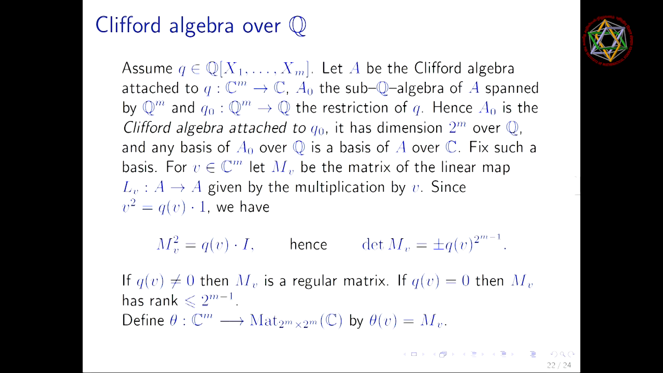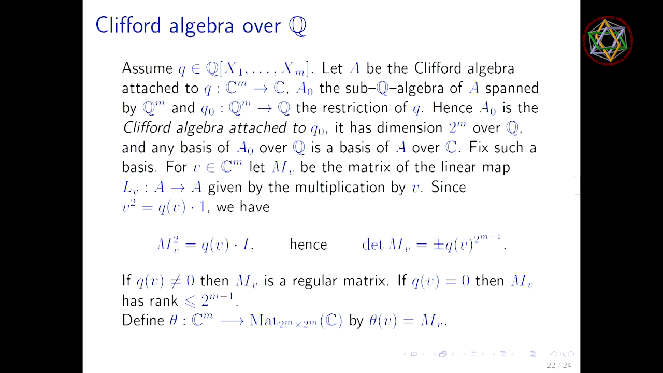For each v in C^m, so now it's in C^m, not only in Q^m, we look at the matrix of the linear map which is the multiplication by v. Because v squared is Q(v) times 1, we have that the square of this matrix is Q(v) times the identity, the diagonal matrix. And therefore, the determinant of M_v is Q(v) to the power 2^m divided by 2, so 2^(m-1).